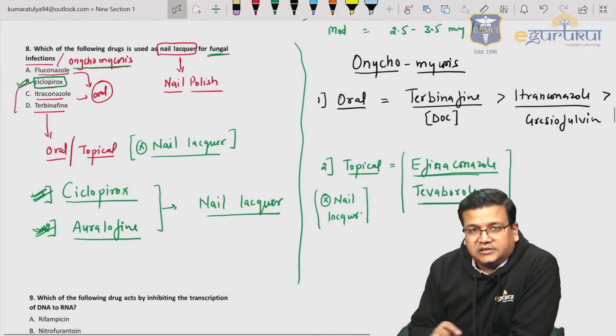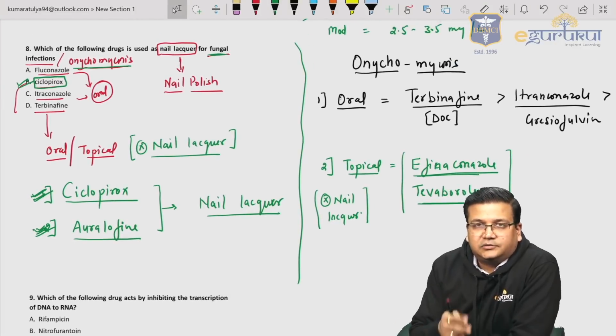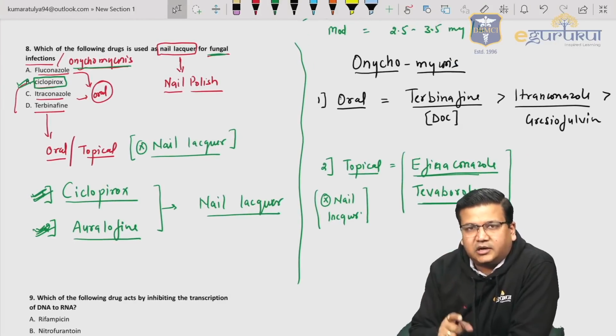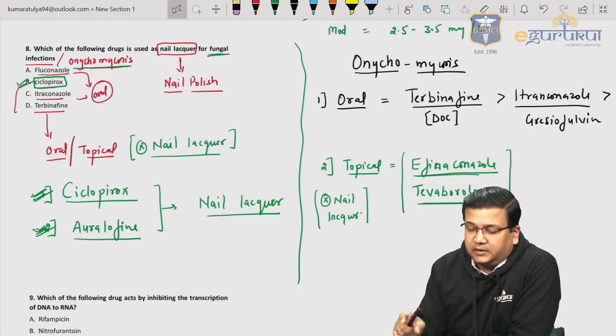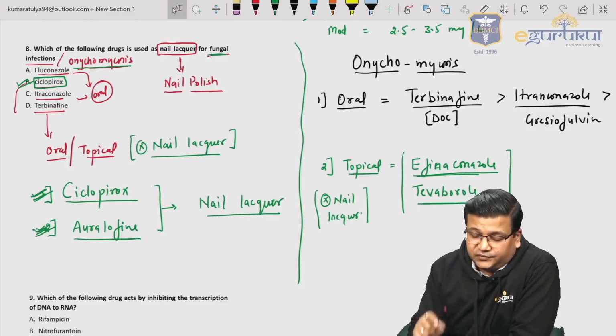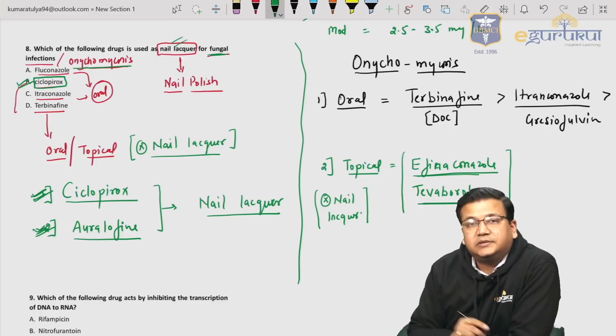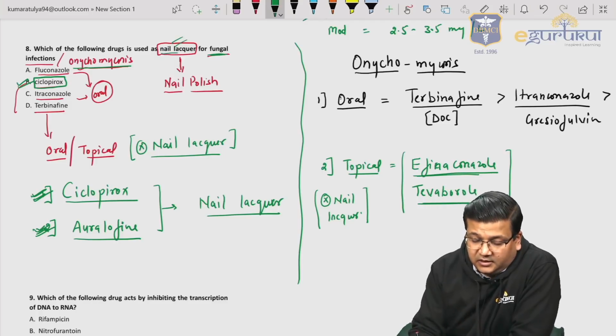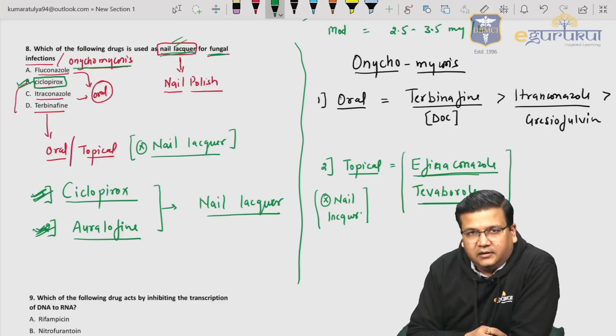So I think in this question there are two things that a student has to consider. Number one, he has to arrive at the drug effective in a particular condition, and secondly, which type of formulation is asked. Okay, so this is the first time they have emphasized on the word nail lacquer.